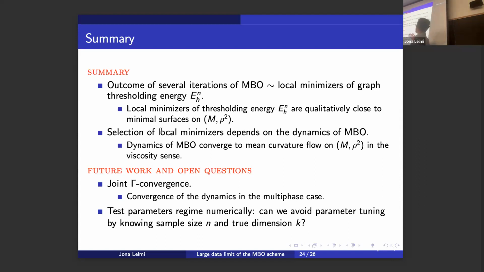And as I was saying here, if you have convergence of the energies, then you could use other notions of solutions for mean curvature flow, like the Brakke solution or the Giorgi solution, which are available in the multiclass case. And then we would also like to test the parameter regimes a bit more numerically, so that we could avoid a bit of parameter tuning when you use the algorithm.